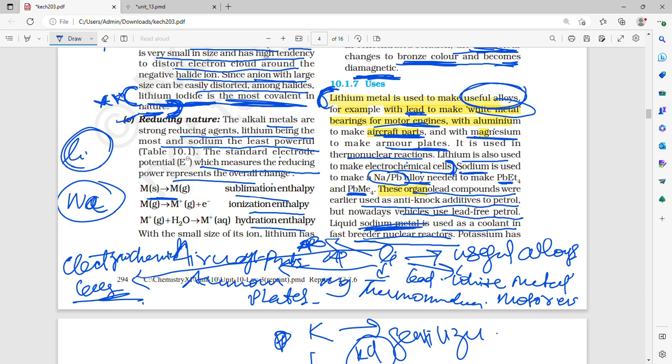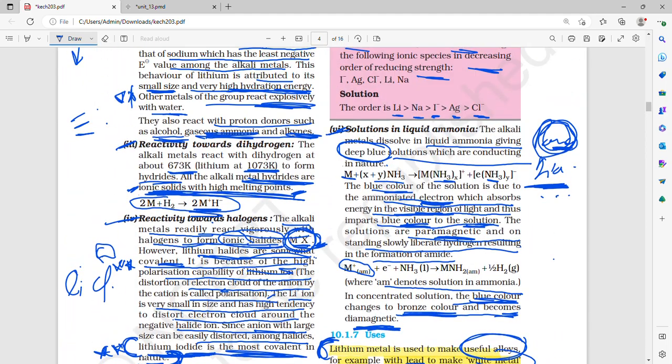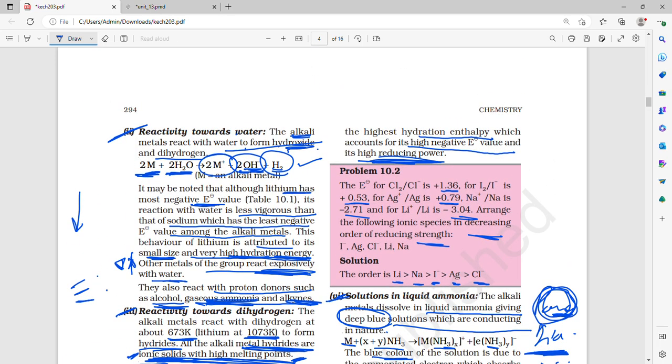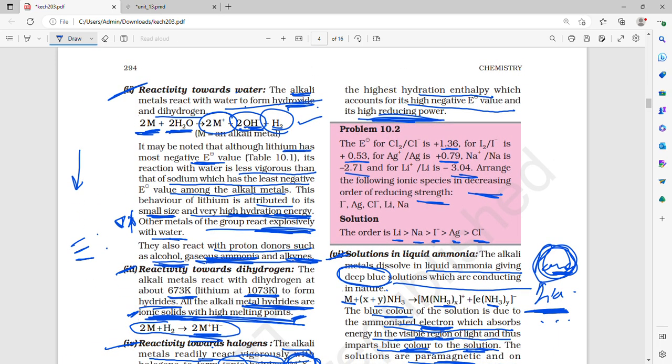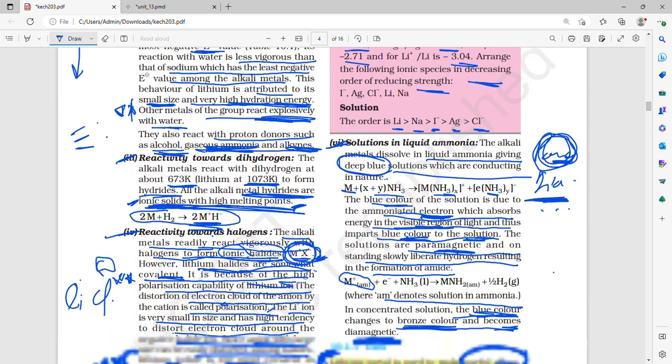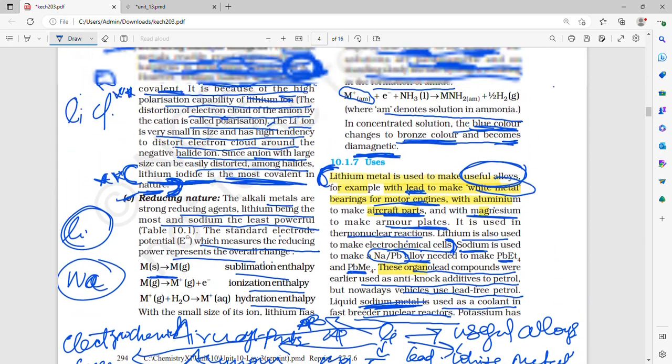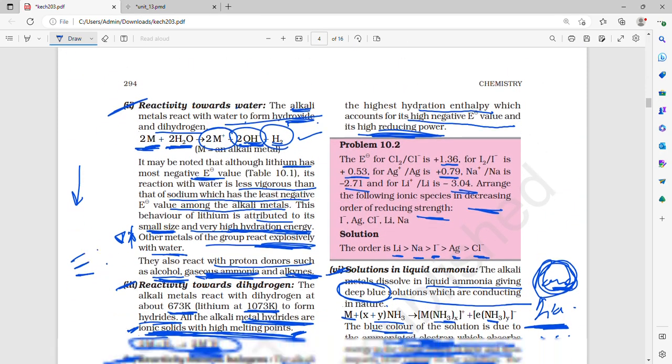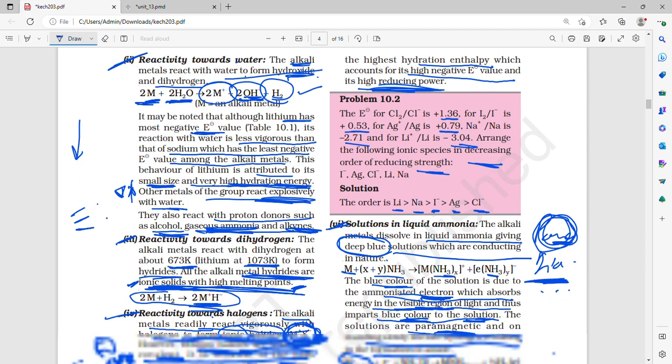How well the cations react with water, that is, they become aqueous to give ions, is the hydration enthalpy. With the small size of its ion, lithium has the highest hydration enthalpy, which accounts for its high negative E naught value and its high reducing power. So why is lithium a very strong reducing agent? This is because it has the highest hydration enthalpy, which accounts for its high E naught value, and it has high hydration enthalpy because of its small size, and high E naught value and high reducing power.